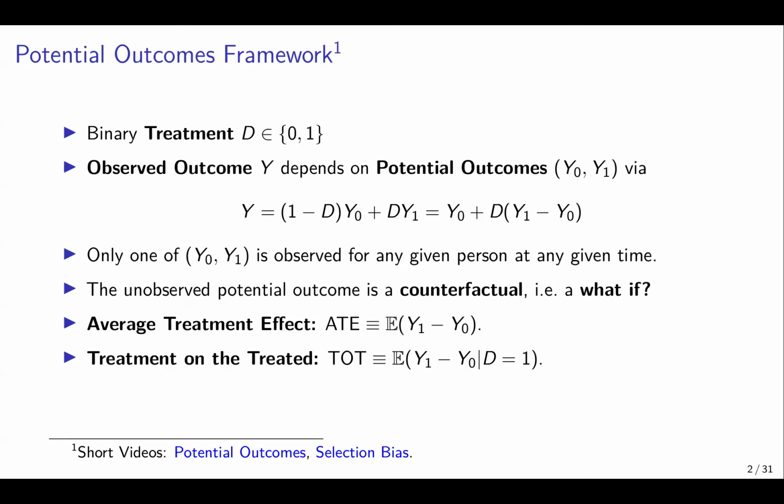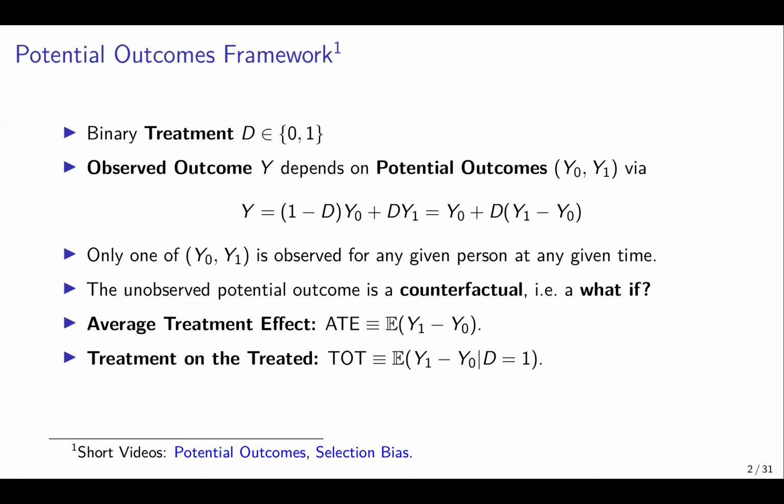We're going to be focusing in this lecture on two different kinds of causal effects. The average treatment effect, or ATE, is defined as the expected value of y1 minus y0, and the treatment on the treated is defined as the expected value of y1 minus y0, given that d is 1.